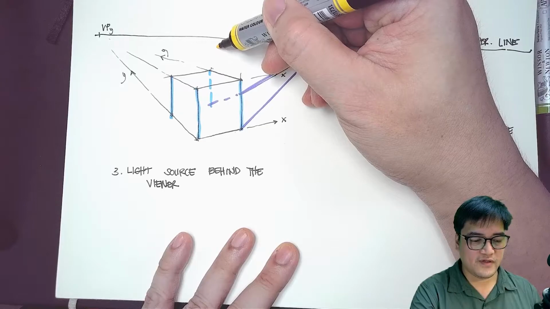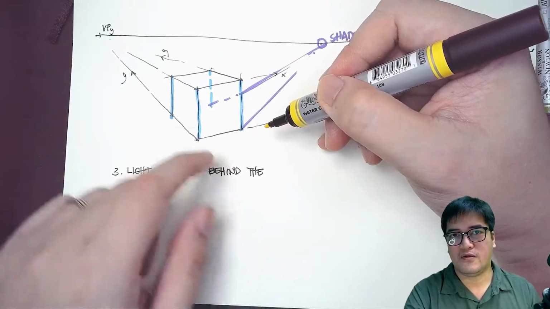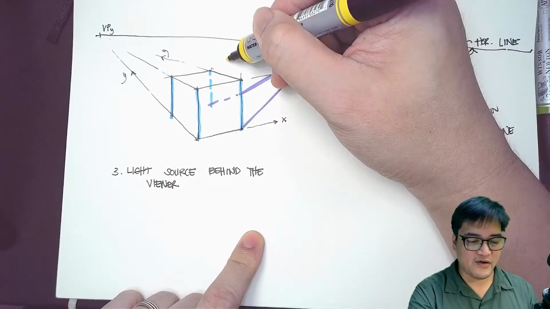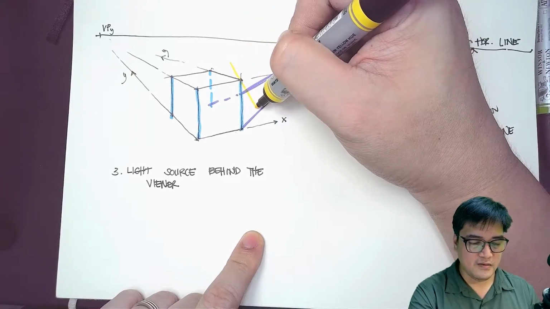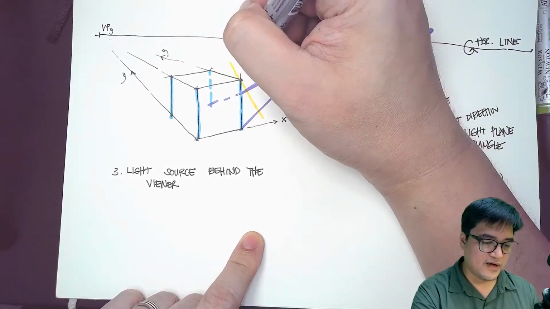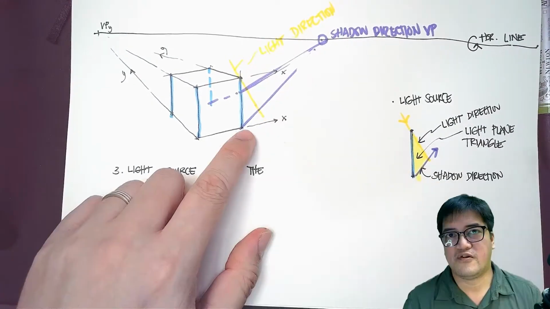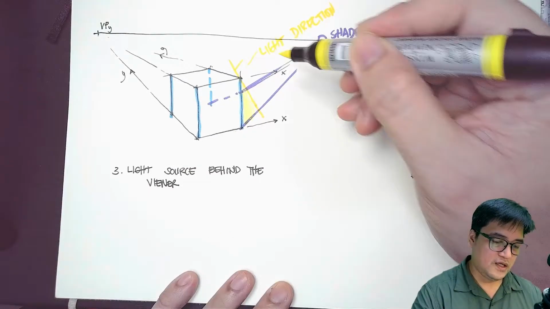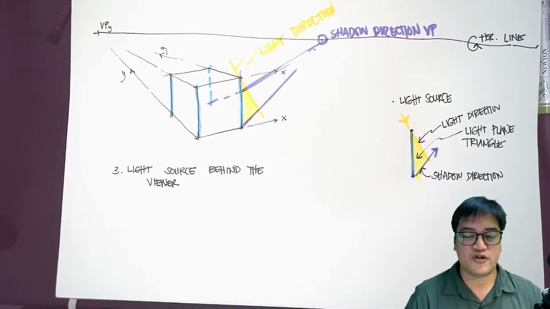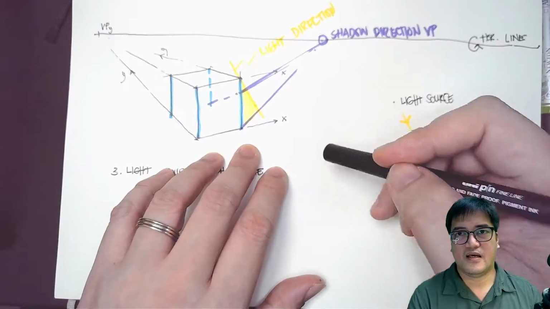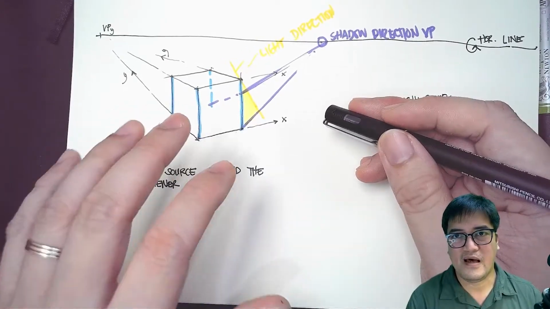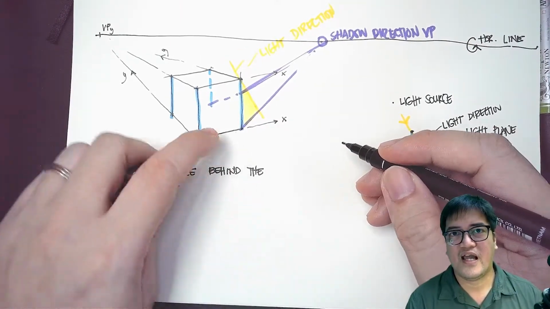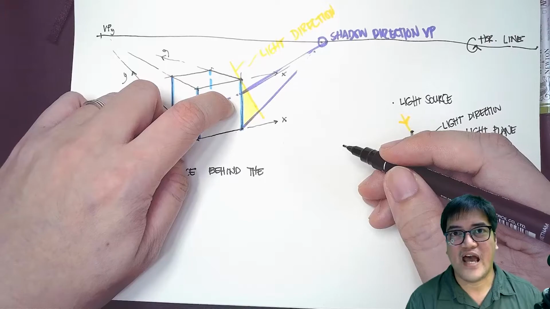Now we need to determine how much of an angle you want your sun to be coming from. In this case, I'm going to choose something like a 30 degree or 60 degree angle. So it touches that. So this is my light direction, and it, of course, intersects with our shadow line. Once you've done this, you now have this triangle, which is the light plane triangle. This is important for us to note because this sort of plotting is a bit more complex than the first two, because we need to have an inverted light source vanishing point.